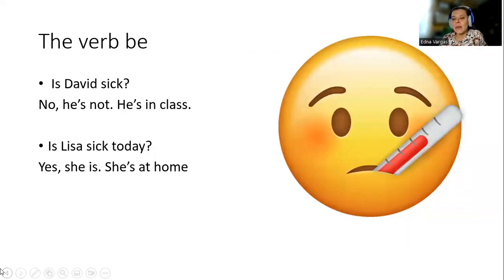And when I want to know about someone's health situation, I can say something like, is he sick? Is David sick? No, he's not. And I'm going to use a contraction. He's in class. Is Lisa sick today? Yes, she is. She's at home.